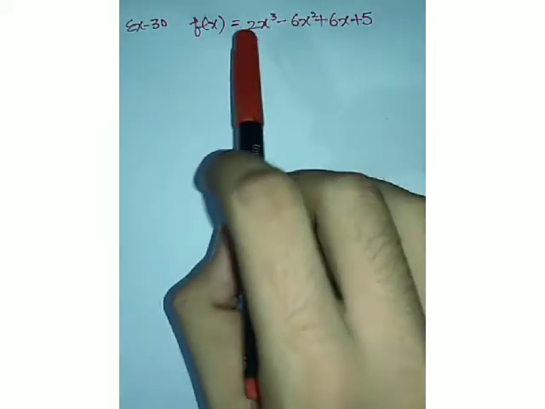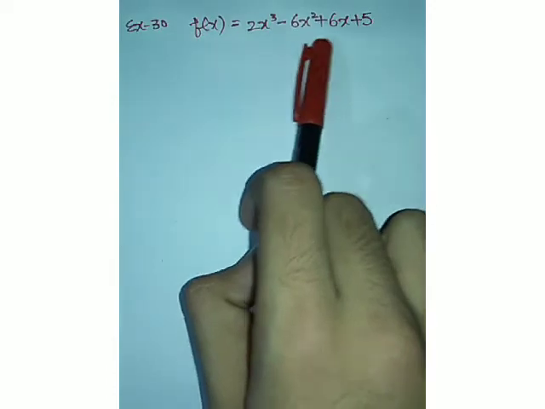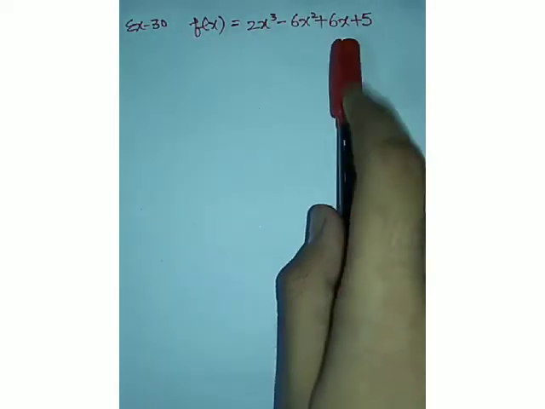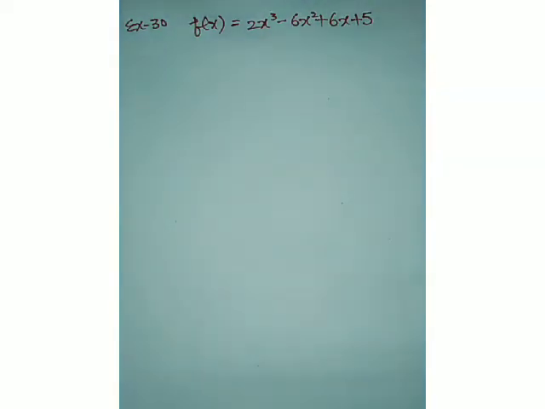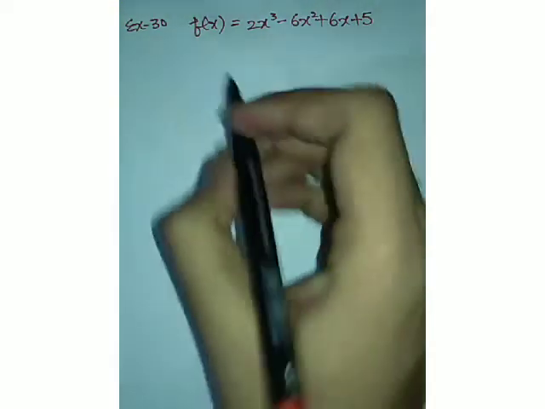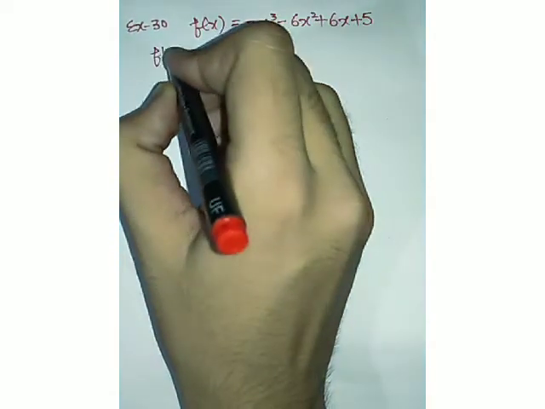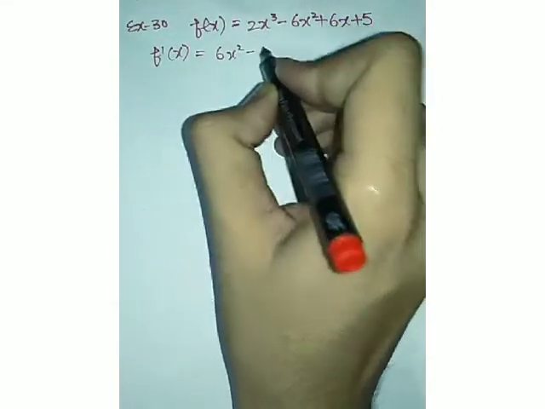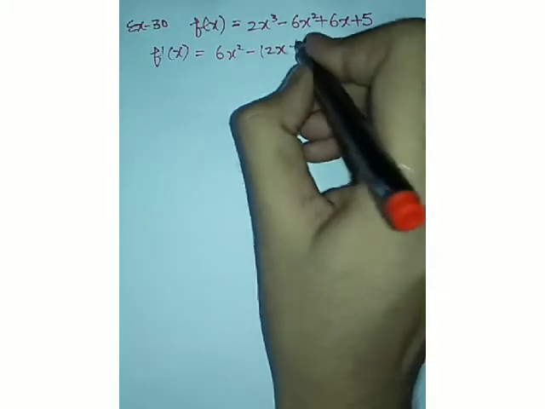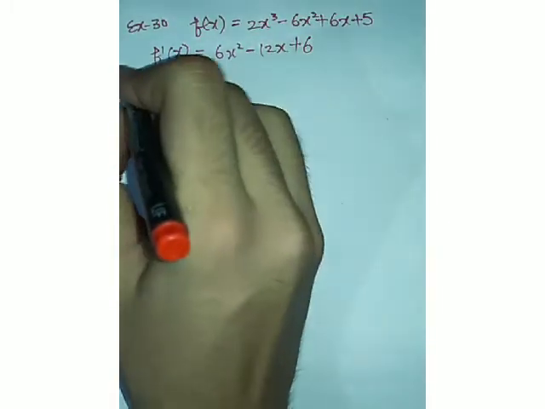This is our next example. The function is 2x cube minus 6x square plus 6x plus 5. So let's apply the first derivative test and find the points of local maxima and local minima. Firstly, we have to find the derivative. We will get 6x square minus 12x plus 6. Right? Then what will we do?